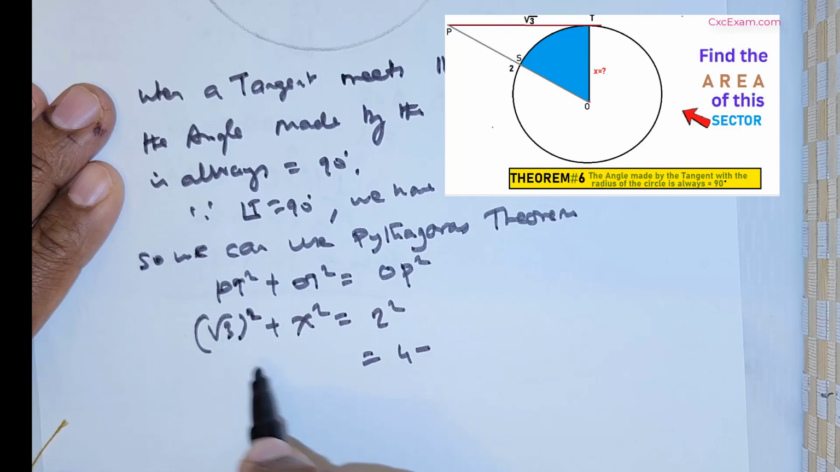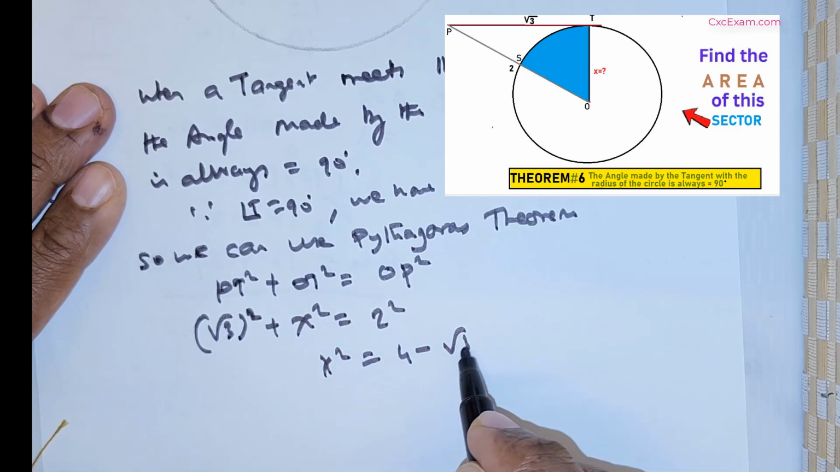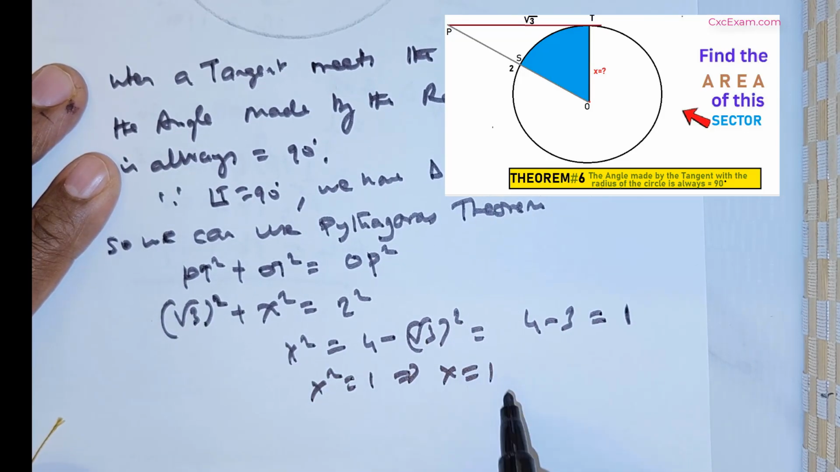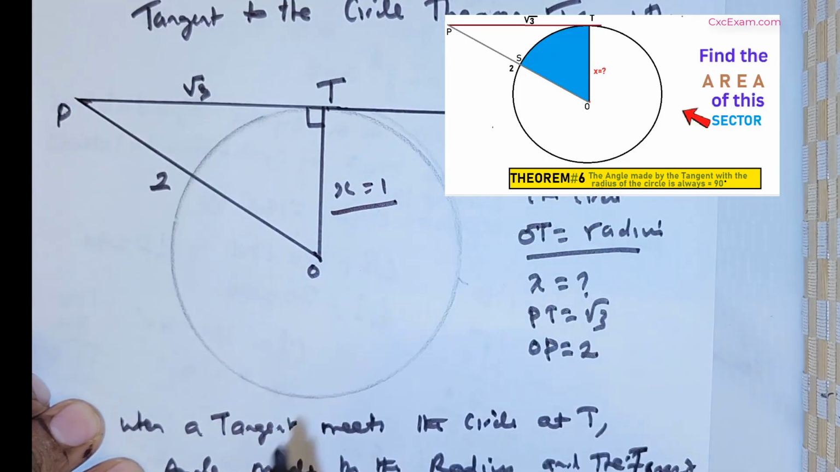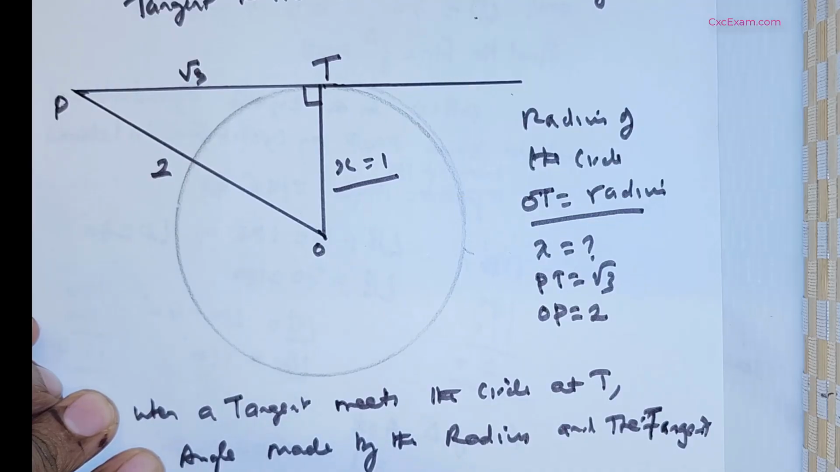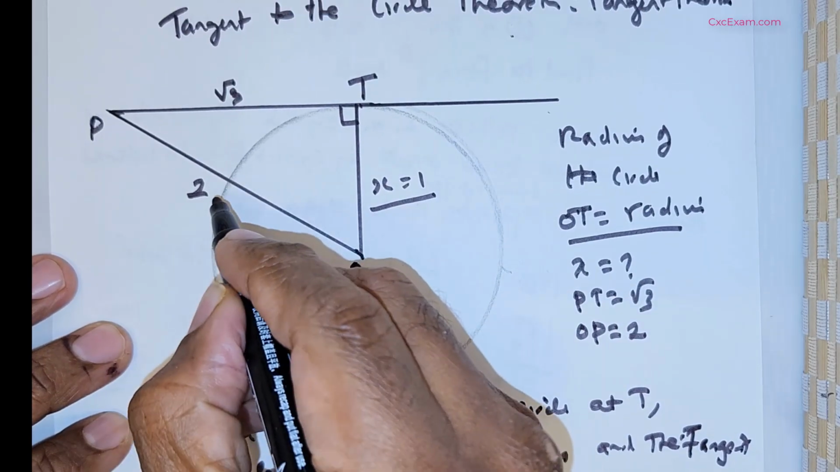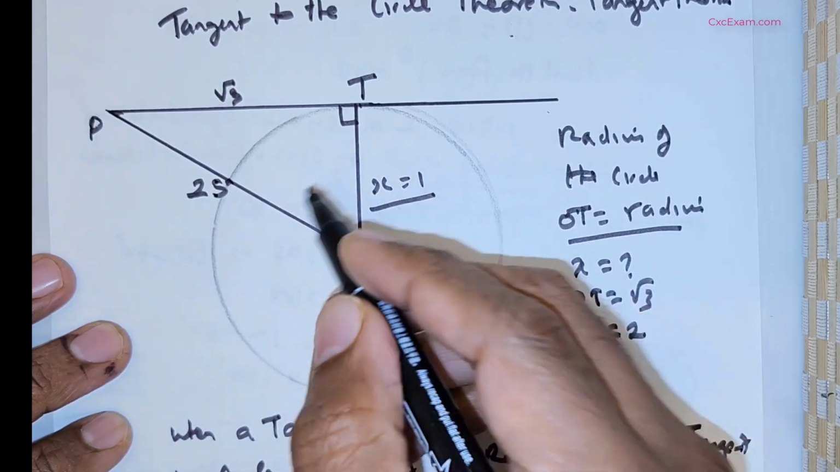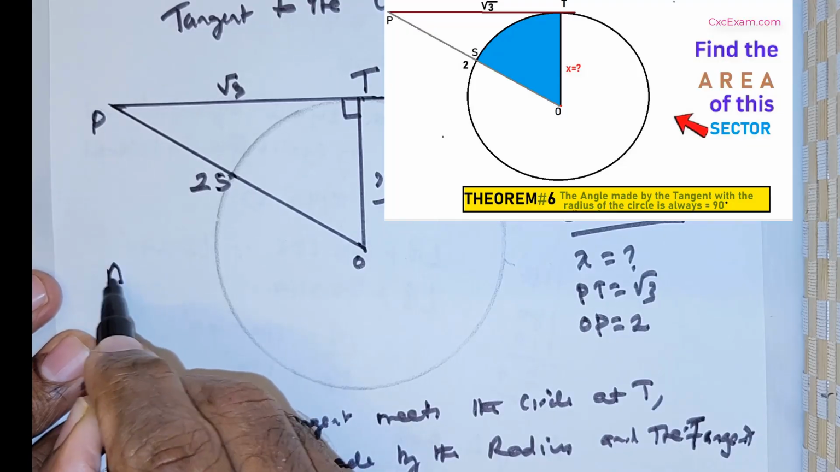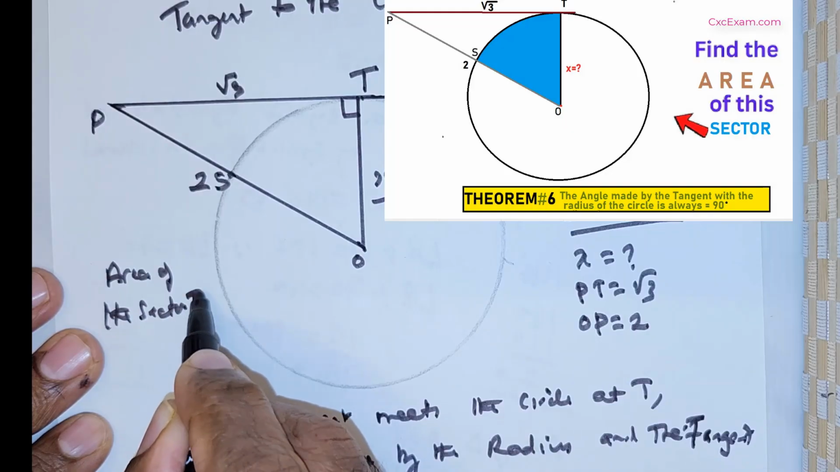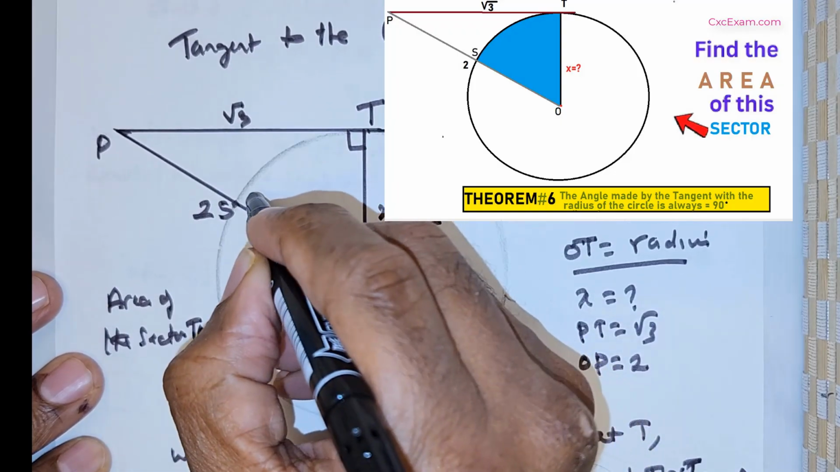So x squared is equal to 2 squared minus root of 3 squared, which is 4 minus 3, which is 1. X squared is equal to 1, which means x is equal to 1. So we are dealing with a circle of radius 1 unit. Now this question can end here, but we can also add one more requirement. If they were to place this letter S here, we have a sector created, and they can ask us to find the area of the sector TOS. So that means they want this area.